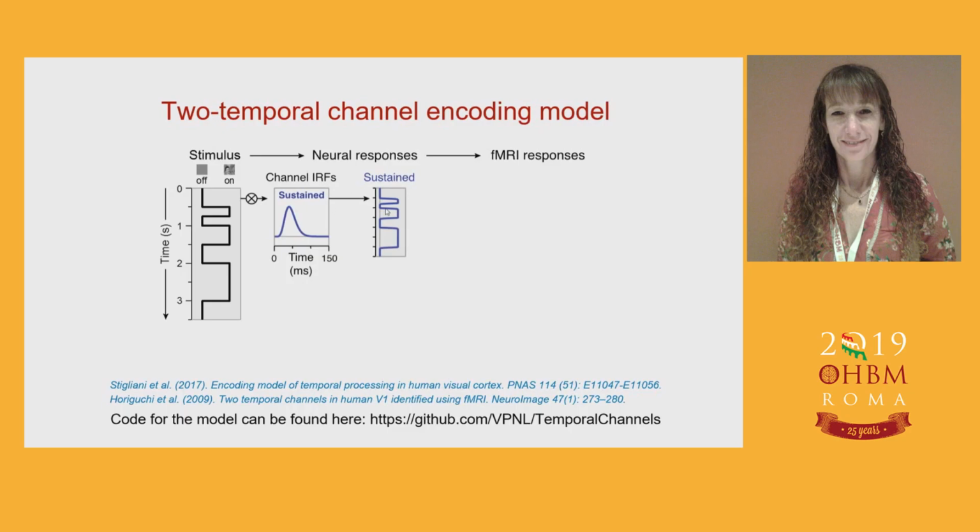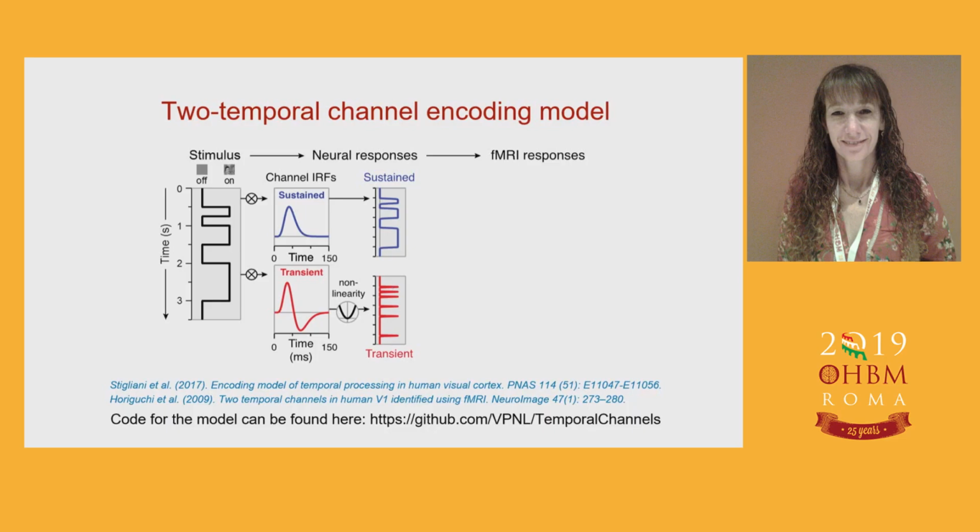So basically, we code the stimulus in millisecond resolution, we convolve it with a neural IRF, and we get the predicted response in the sustained channel. We do the same for the transient channel, and in the transient channel, we added a nonlinearity in the form of a quadratic nonlinearity, which predicts increased neural response both for stimulus onsets and offsets.